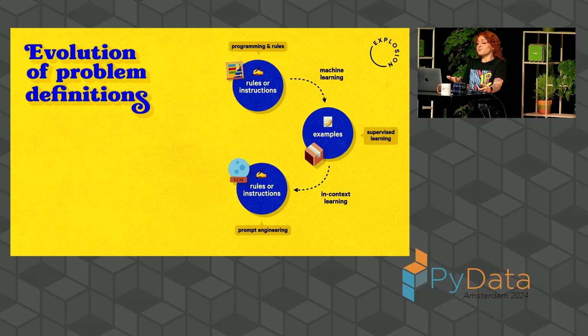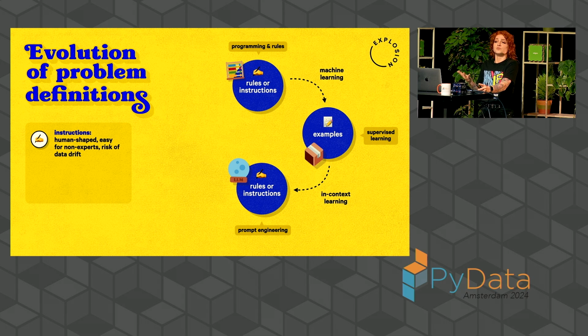And there are kind of pros and cons here. Instructions are nice because they're really inherently human-shaped, and they map how you tell a human what to do. And that also makes them pretty easy to get started with, even for non-experts. But on the other hand, there's a risk of data drift. If your data, or in the case of prompt engineering, your model changes, your rules might not apply anymore.